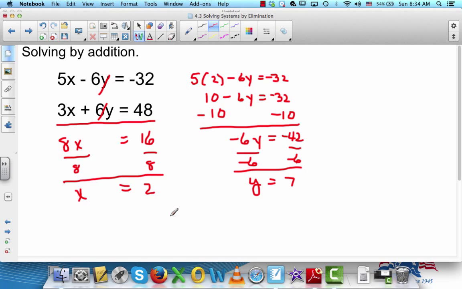So when we write our answer, we write our answer as a coordinate pair. So it would be x is 2 and y is 7. So our solution set is (2, 7).